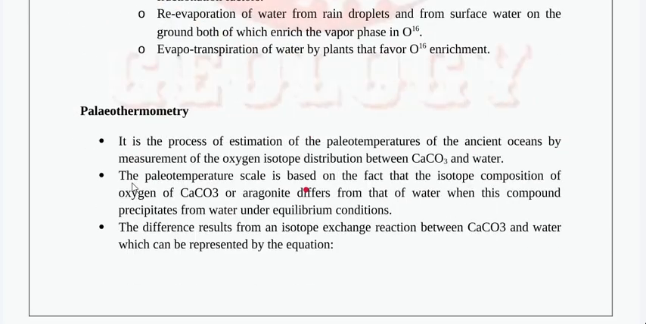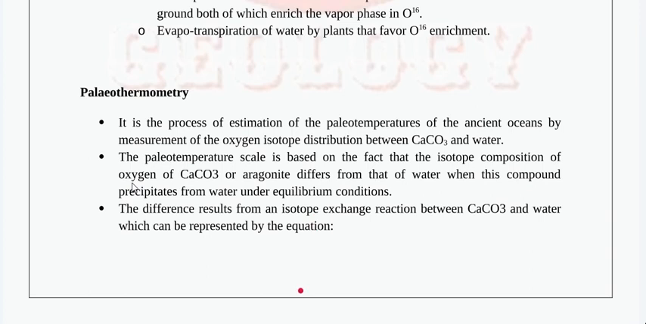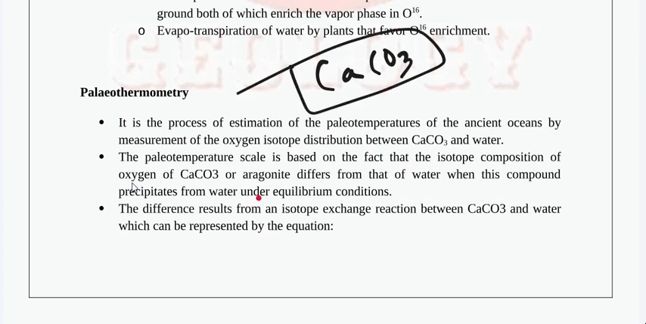Okay, moving to paleothermometry. How is paleothermometry measured? Paleothermometry is basically measured in CSIR-NET. Calcium carbonate, when it forms, also simultaneously reacts with the water. What happens?